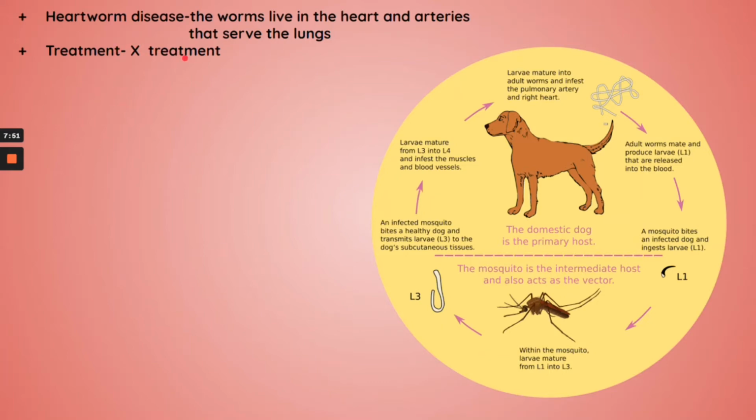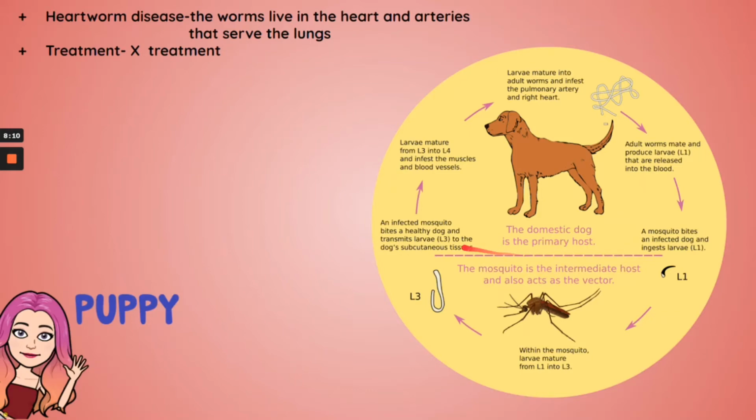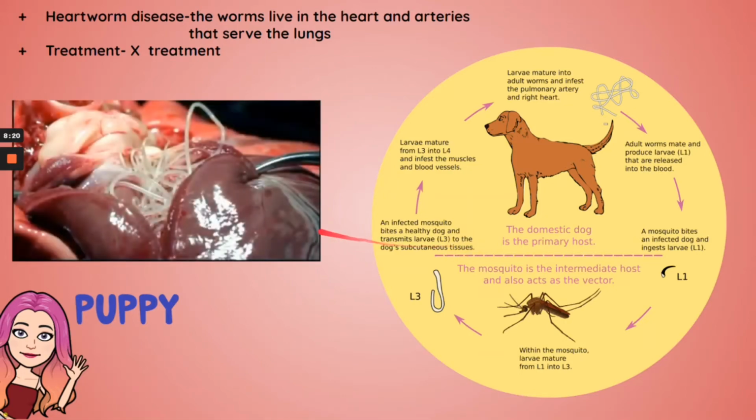Heartworm disease usually infects dogs or cats. From this photo, you can see that the mosquito is the intermediate host and also acts as the vector that will transmit the larva to the dogs or cats. There is no treatment for this, so you can only take a preventative step, that is by giving your animal heartworm medicine. This photo is an example of heartworm disease.